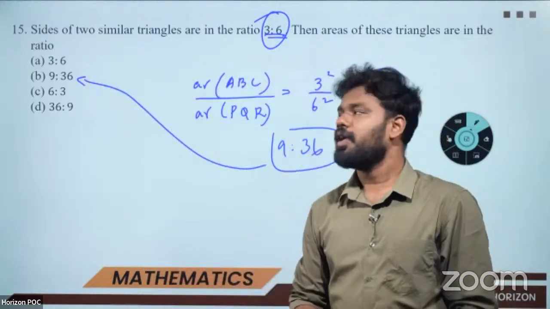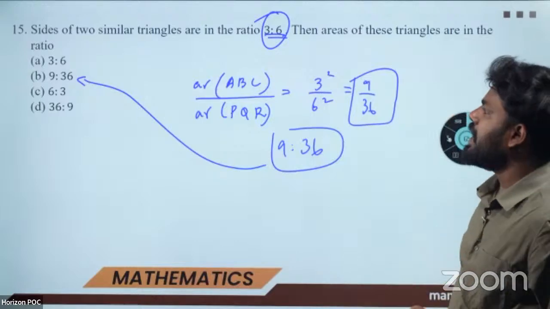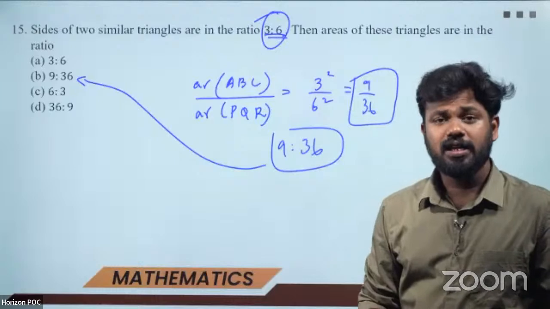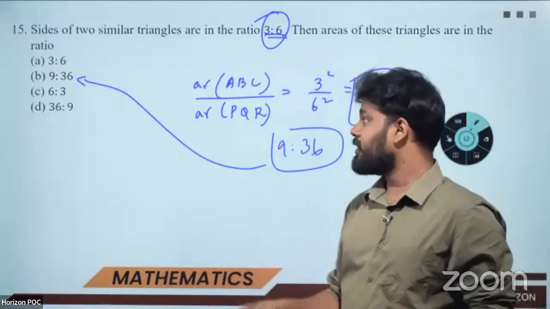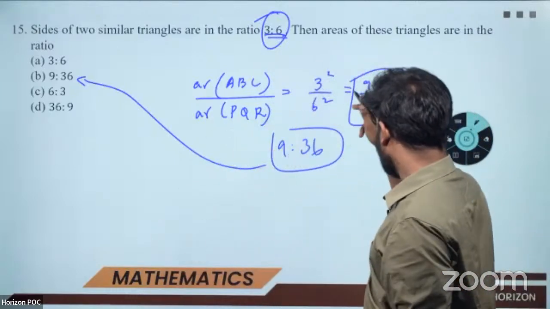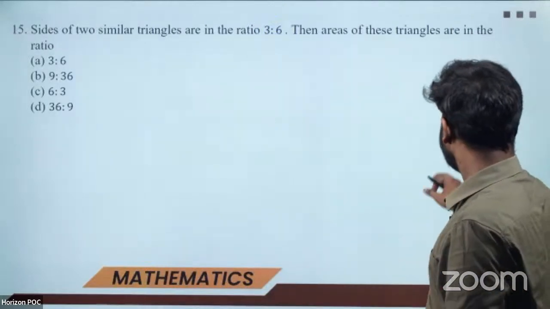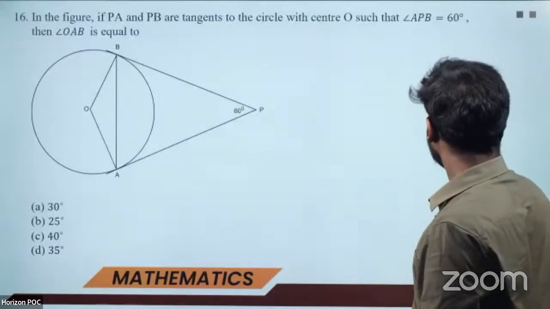Got it? Understood. Question number 15. Simple. Sides of two similar triangles are given in the ratio 3:6. Their areas will be in the ratio of the squares. So when you take the square, you get 3 square as 9 and 6 square as what? 36. Okay. Yeah. Moving on to the next one.